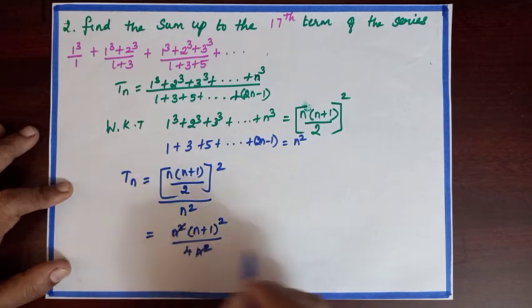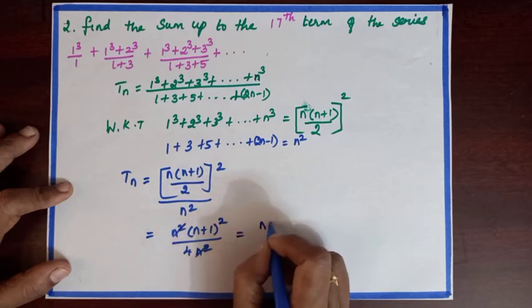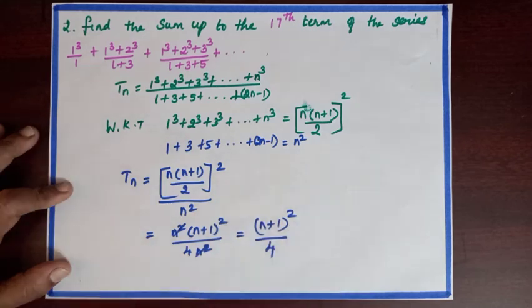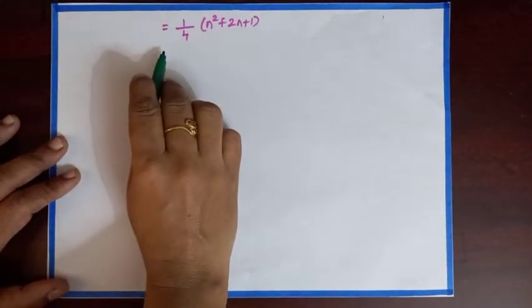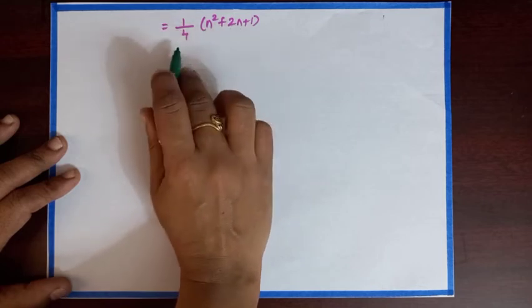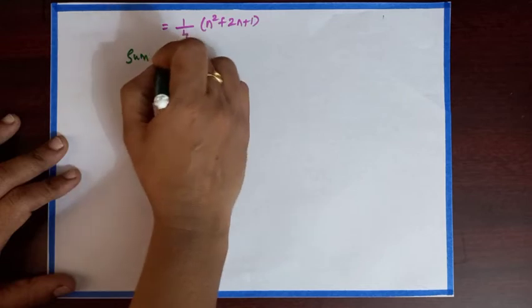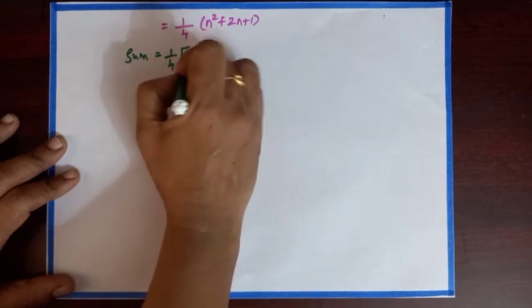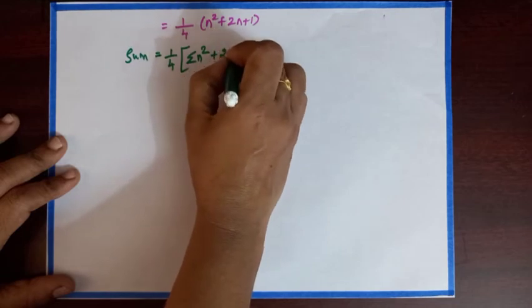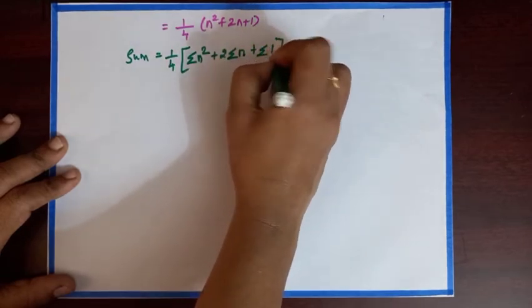N square and n square will be cancelled. Then we will get n plus 1 the whole square by 4, which is equal to n square plus 2n plus 1 by 4. Next I am going to find the sum of this, which is equal to 1 by 4 into summation of n square plus 2 into summation of n plus summation of 1.